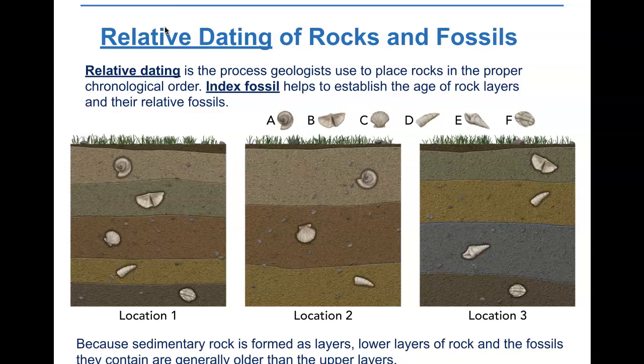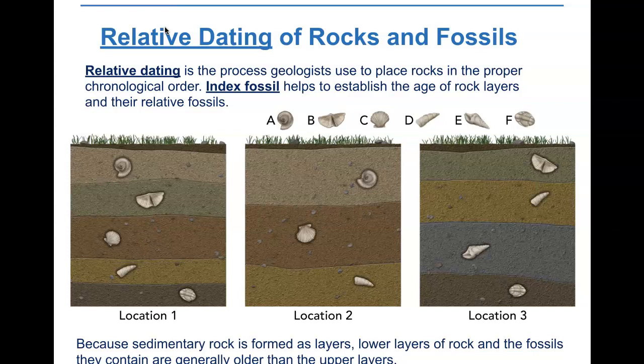So unless some major geological phenomenon has twisted and distorted these layers, layers that formed first are found underneath layers that formed later. By examining and comparing rock layers exposed at different places across the landscape, geologists can determine the order in which these rock layers formed, and which layers are older than the others. This process, which geologists use to place rocks in chronological order, is called relative dating.